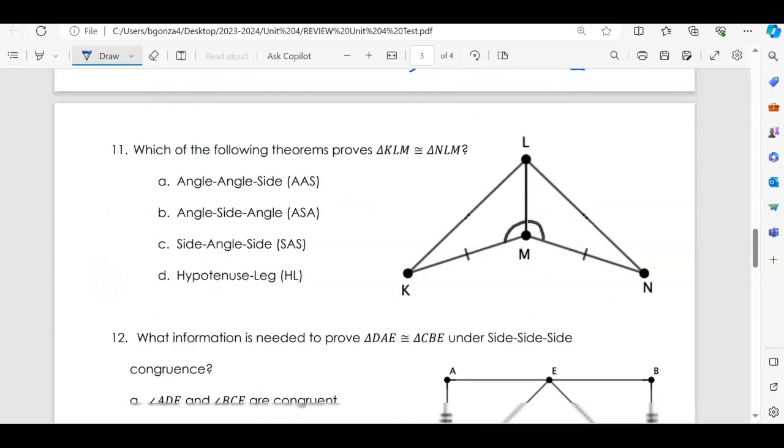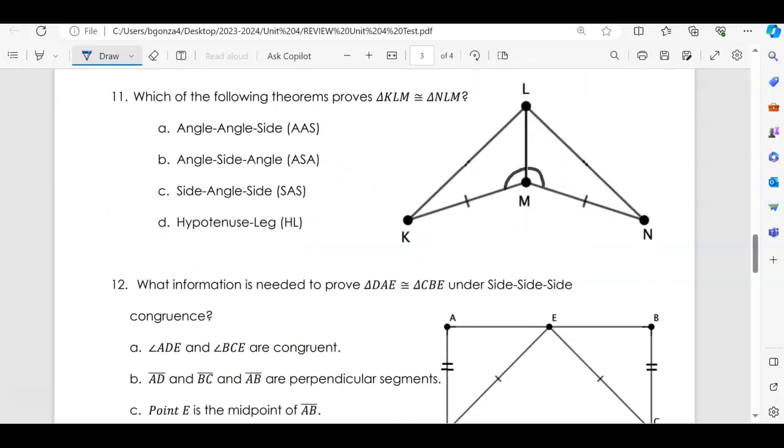Cool. Number 11, which of the following theorem proves KLM, NLM? All right, well, they're touching, so let's put ticks. And what is it? Side, angle, side. Tick, arc, tick. Side, angle, side.